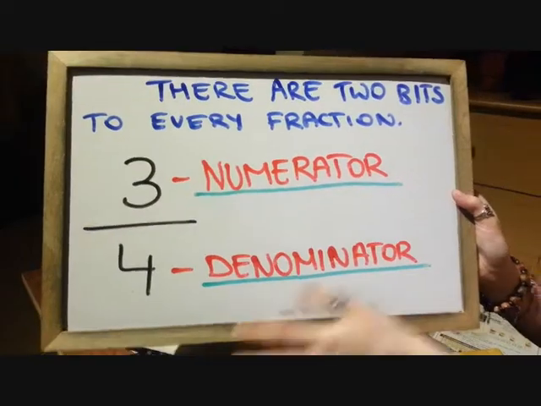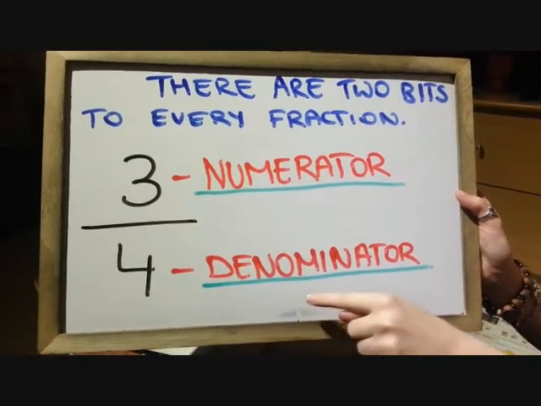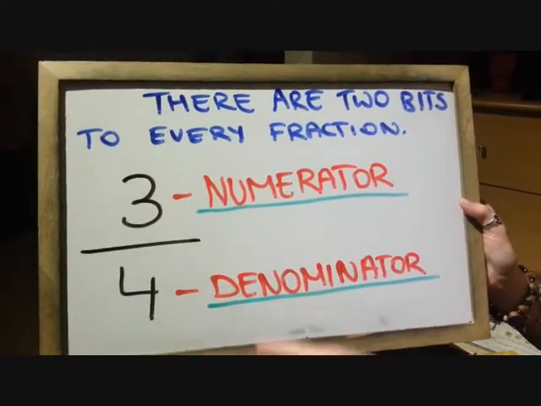Fractions. There are 2 bits to every fraction. The top one is the numerator, which is 3, and the bottom one is the denominator, which is 4, which make up the fraction.